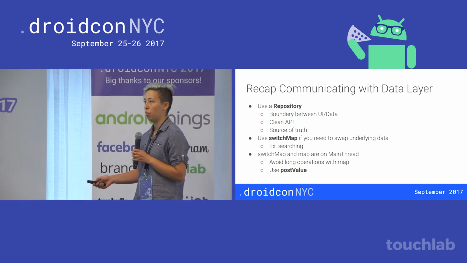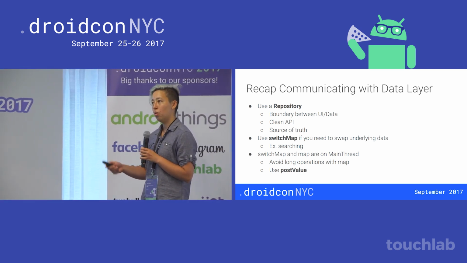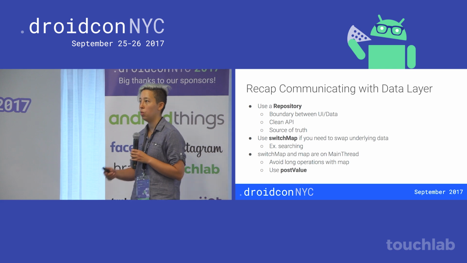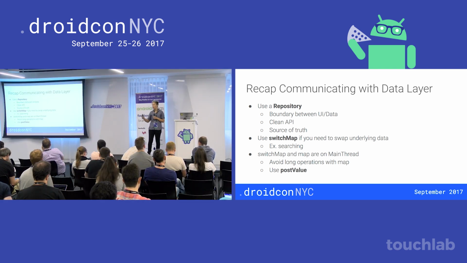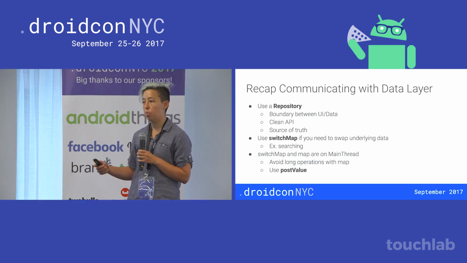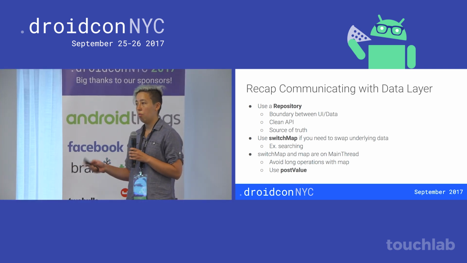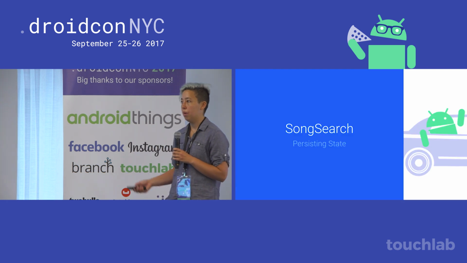This is just a recap. So use a repository because it's cool. It's a boundary between your UI and data, provides a clean API, and it can be the source of truth for data in your app. Use switch map if you ever need to do that swap with the underlying data. And then remember that switch map and map run on the main thread.